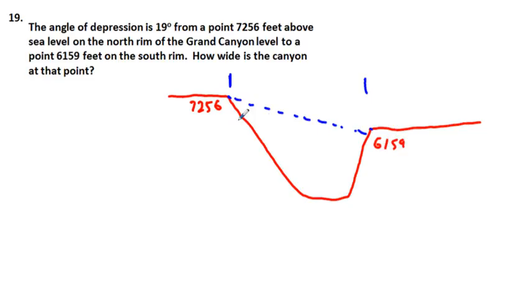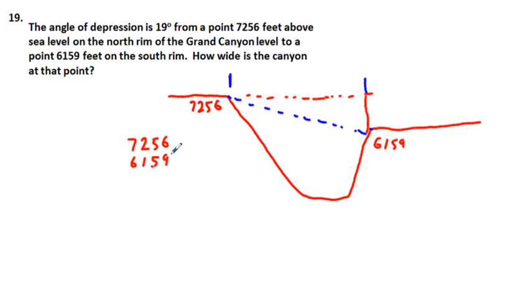How do you make sense of that? Well, this creates the height of this shape here, because the height is going to be this 7,256 minus this 6,159. Okay, so 7,256 minus 6,159.